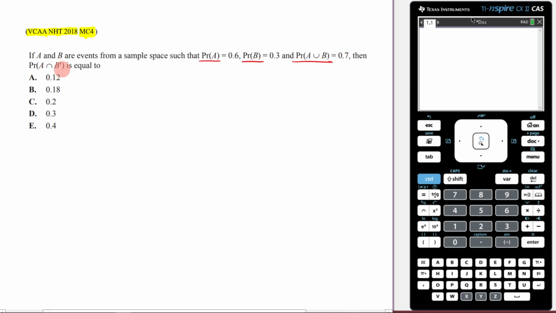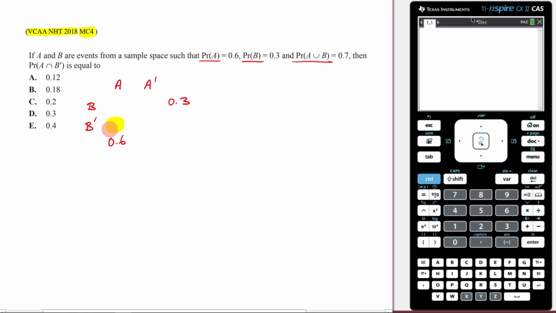The first thing that you might want to do here is just draw for yourself a Karnaugh map. So I can say A, not A, B, not B. Now, what information do we know? Well, I know that A is 0.6. I know that B is 0.3. Now, what do I need to figure out here? Because I've been told that the probability of A union B is 0.7, but I can't put 0.7 onto this quite yet. What I'm trying to find here is that right there.